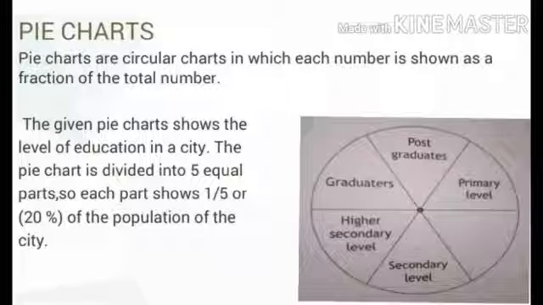So here it is equally divided into 5 equal parts, and this empty portion where nothing is written, it is divided into 2 equal parts. So each part of this portion shows 1/10 or the 10% of the population.